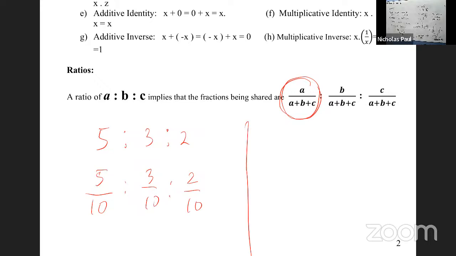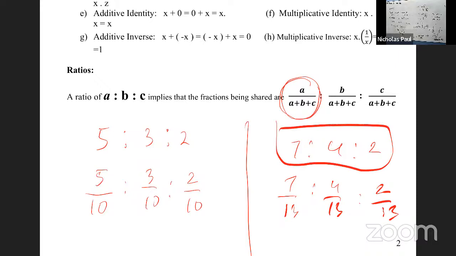What about if we had a ratio 7 to 4 to 2? What would this 7 represent? 7 over 13, right? Here is 4 over 13, and here is 2 over 13. So sometimes we have to take a ratio and represent what fraction it represents. All we're doing is taking the numbers, summing them to a total and putting that total under each one, and turning it into a fraction.